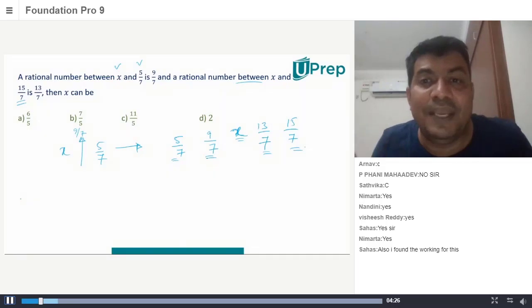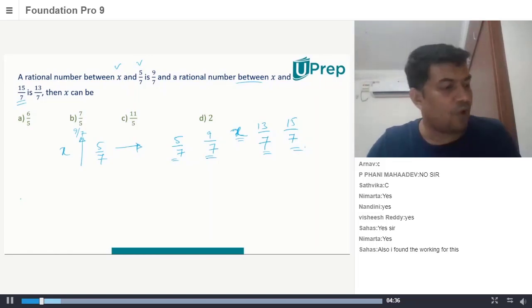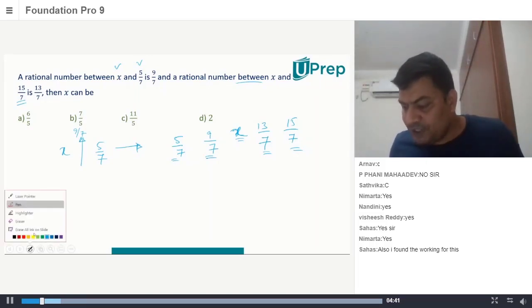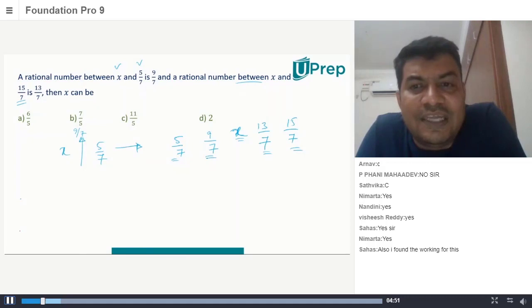So we need to identify the value of x. What are the possible values of x? But we are not supposed to do our calculations here. We are supposed to pick from the options. Now, what are the options given to us? First of all, a few options are clearly ruled out. Can anyone tell me which options can be clearly ruled out? Clearly, by looking at the question itself, I can quickly say that one is ruled out.